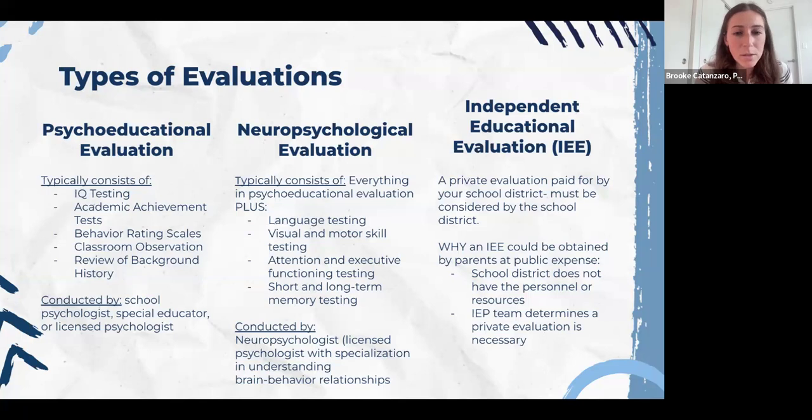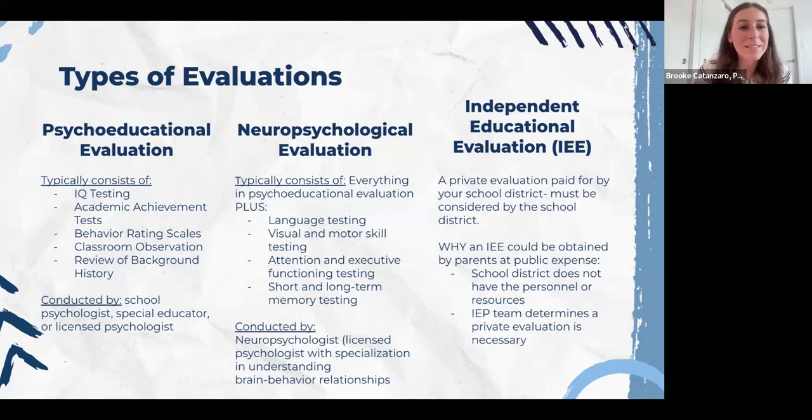The last part here on the screen is what we call an independent educational evaluation. This is essentially, it could be a neuropsych evaluation, it could be a speech and language evaluation. It's any private evaluation that you seek as a parent that your school district is paying for. So a couple of stipulations when it comes to getting an independent educational evaluation is this has to be something that's considered by your school district.